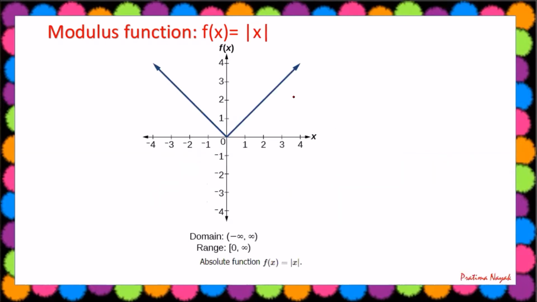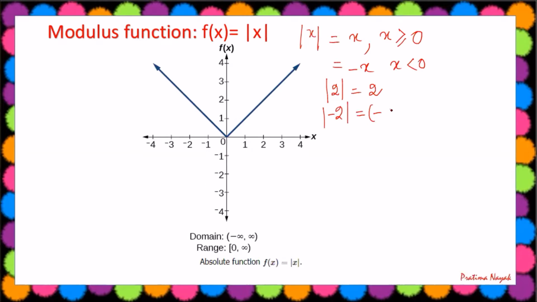Next is the modulus function. You know how to define modulus x. Modulus x is equal to x when x is greater than or equal to 0, and this is the same as negative x when x is less than 0. That means the output of the modulus function is always positive. So the absolute value of 2 is 2, or of negative 2 is also 2. I am writing minus of minus 2, so positive 2. Now please look at the graph because we are deciding the domain and range from the graph.